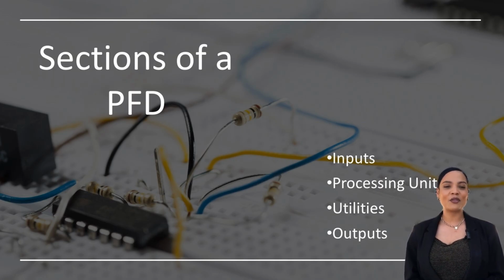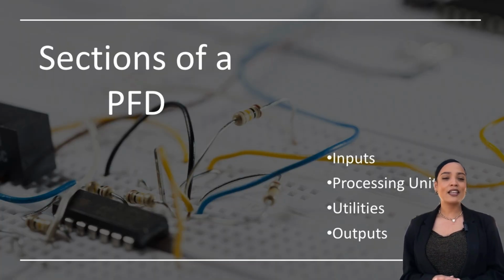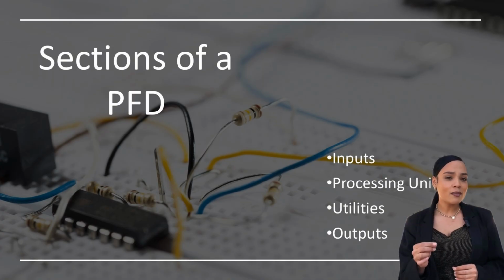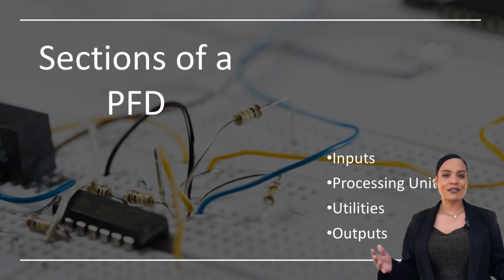1. Input feed. 2. Processing units. 3. Utility systems and output streams. Each section shows what equipment is present and what happens at each step. Activity. Ask learners to identify sections on a sample PFD on a projector or printed as handouts.